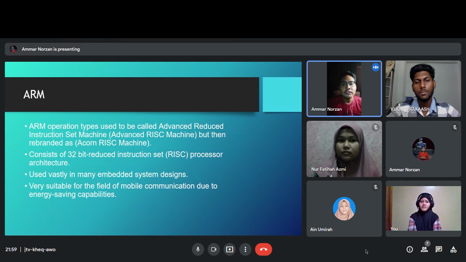The structure of ARM operation types. ARM used to stand for Advanced Reduced Instruction Set Machine, or Advanced RISC Machine, but was then rebranded as Acorn RISC Machine. It also consists of a 32-bit reduced instruction set RISC processor architecture. It is also used vastly in many embedded system designs, such as mobile phones and so on. And lastly, it is also very suitable for the field of mobile communication due to its energy saving capability, which conforms to the design of low power consumption.